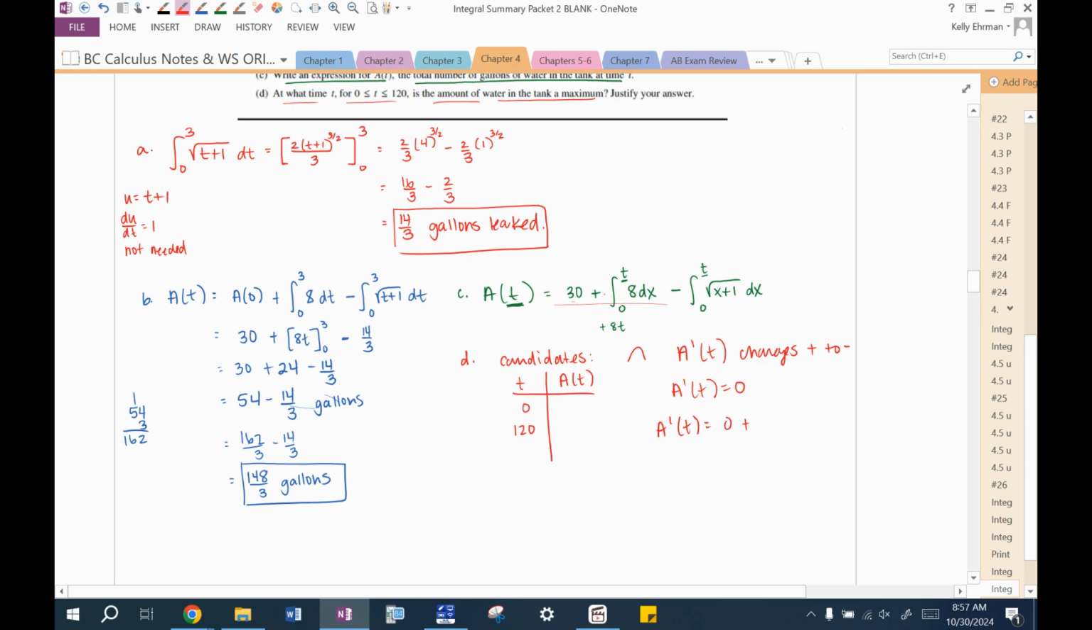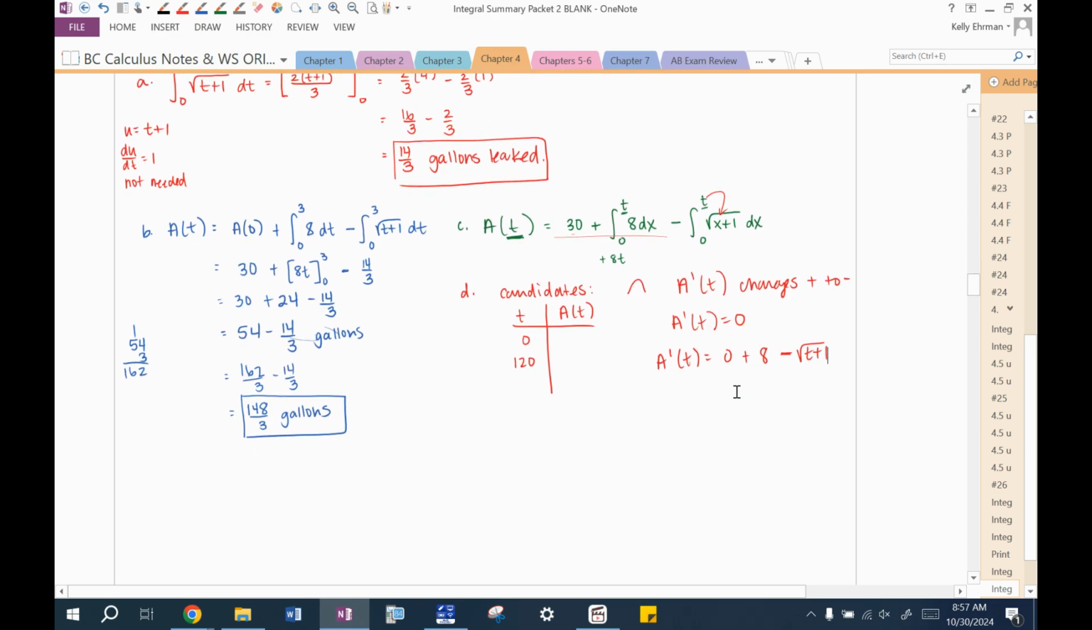And then plus the derivative of the integral cancels the integral out. So you would get just 8, right? Because there's no T to plug in there. So derivative cancels out. You just get 8. That's the rate that water's coming in. And then what about this? It'd be minus. And this derivative would cancel out the integral here. You would sub a T in here. So square root of T plus 1. And that'd be multiplied by 1 technically. We don't need to write that.